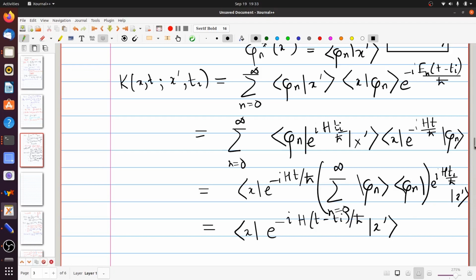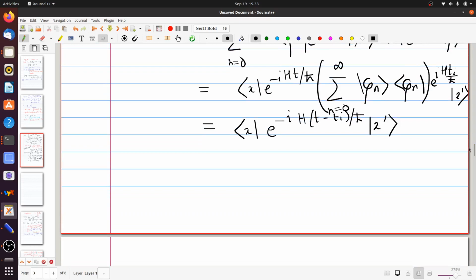Now this particular operator which is sitting between x and x prime should be pretty familiar to most of you. This is the so-called time evolution operator in quantum mechanics. It tells you how a state evolves in time from time ti to time t. Another way of looking at the propagator is that it is nothing but the matrix element between the position eigenstates x and x prime of the time evolution operator. That's one way of looking at it.